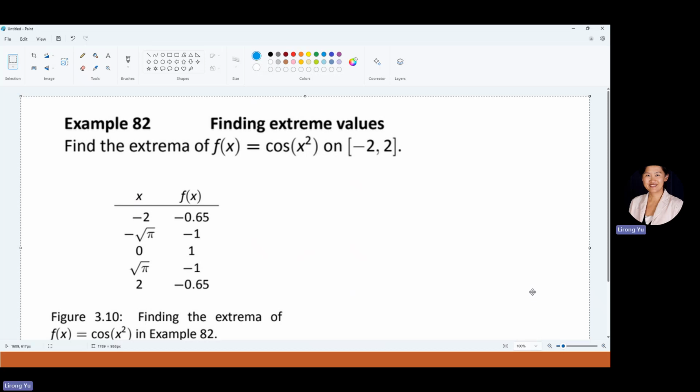Okay, you can essentially graph it to get a better understanding of the behavior of this function in this interval. But instead of doing that, we will follow our calculus method. So the first thing is that, number one, we will find the critical points.